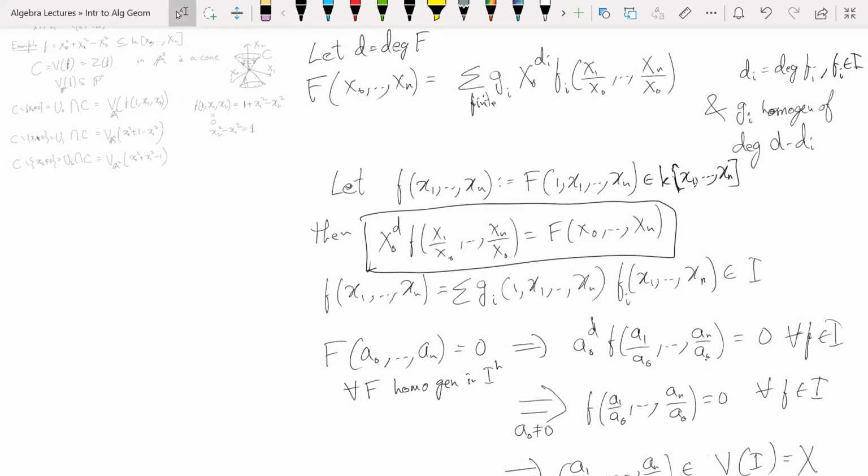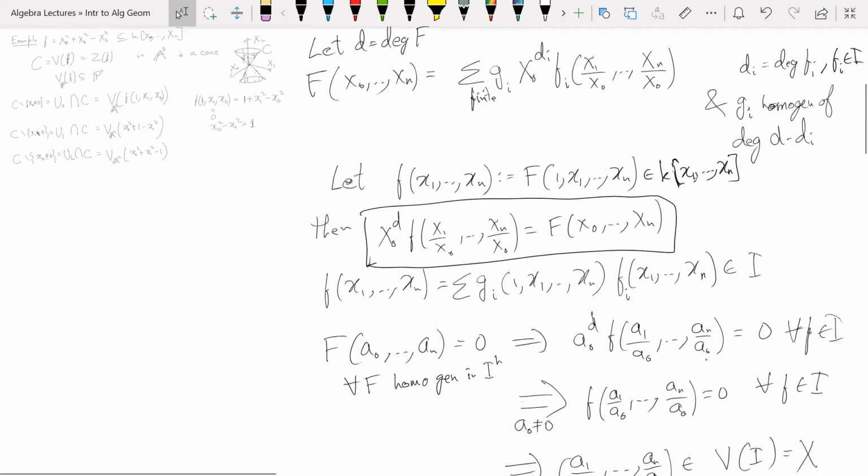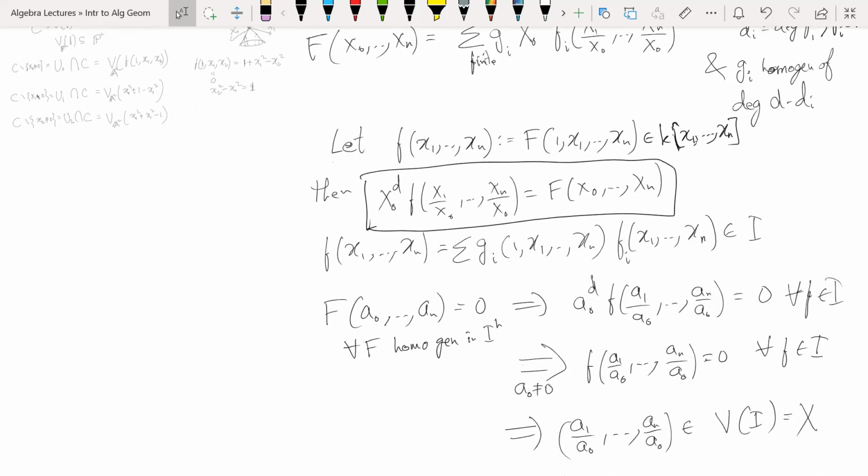So this is how homogenization and dehomogenization work. What we did: if you plug in 1, you get a polynomial which is not homogeneous. Then you replace little xi by xi over x naught, and xn by xn over x naught, and multiply by x naught power d, where d was the degree of f, and then you recover capital F. So that is what we have done. This is 0 for all F homogeneous in IH, which means this is 0 for all f in I.